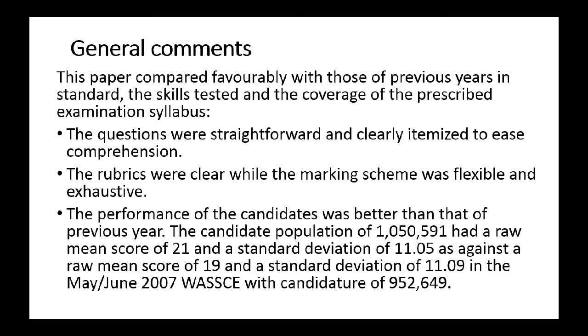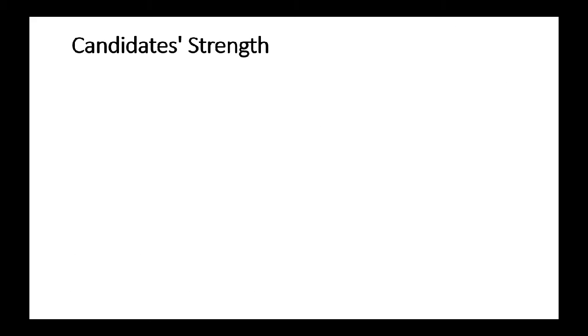The candidate population of over 1 million, that's 1,050,591, had a raw mean score of 21 and a standard deviation of 11.05, as against the raw mean score of 19 and a standard deviation of 11.09 in the previous year, that is May/June 2007.